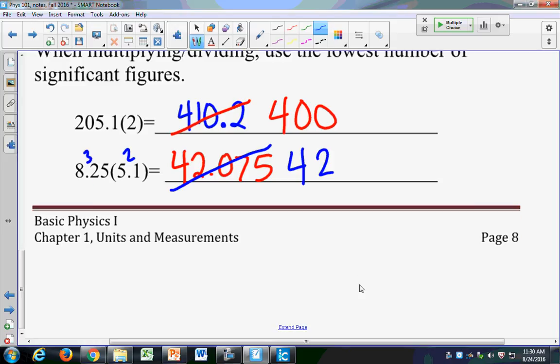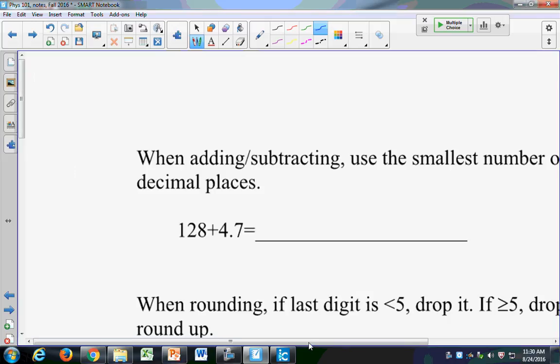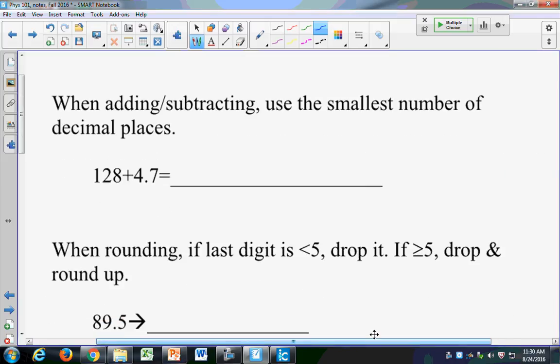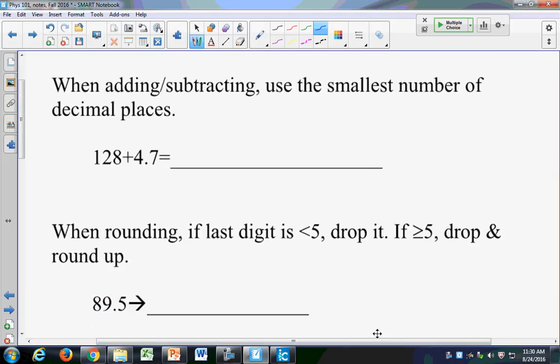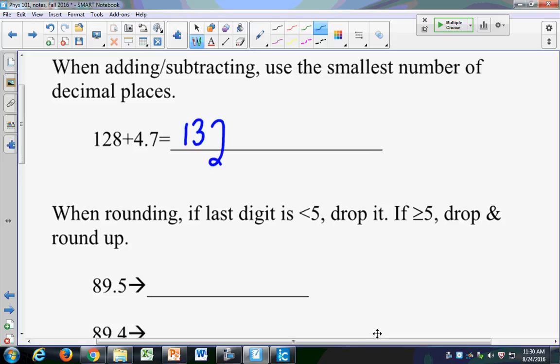And go down. The next rule is for adding or subtracting numbers. Use the smallest number of decimal places. So for example, if I have this, it would be 132.7. But here I have no decimal places, and here I have 1 decimal place. So really, I would give the answer as 130 what? 3. I drop the 7 and round up to 2 because this 7 is bigger than 5.